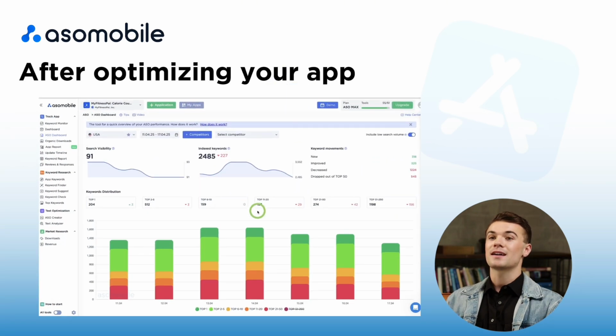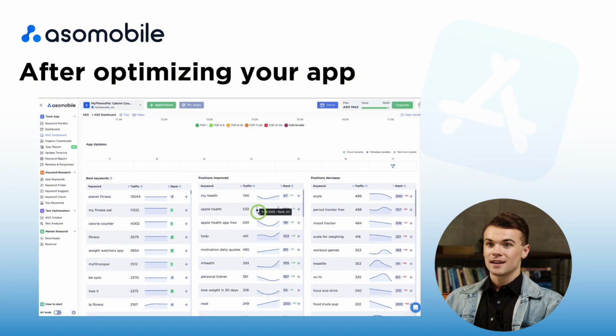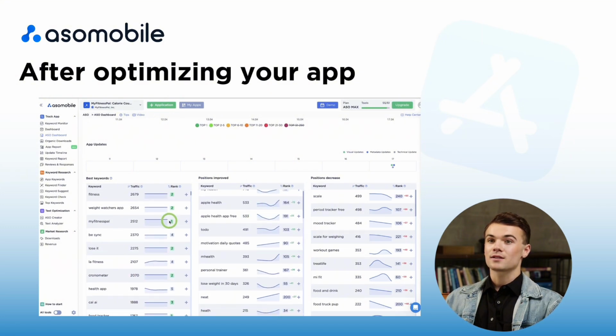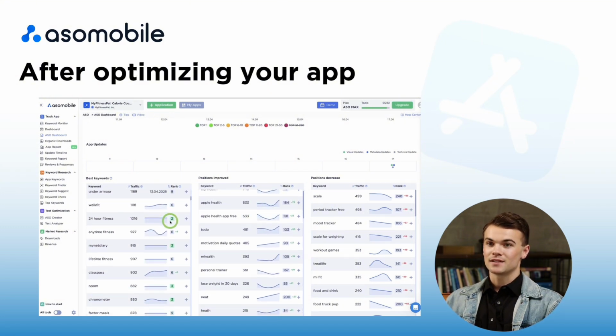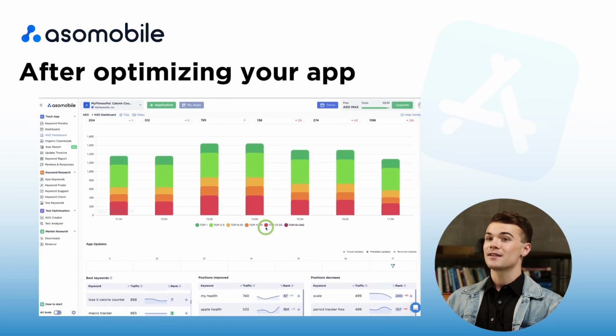My favorite way to check an app's visibility by keywords is using the ASO dashboard in ASOMobile. It shows you your app's visibility, how many keywords it ranks for, where it's improved or declined, and the daily trend of its visibility.